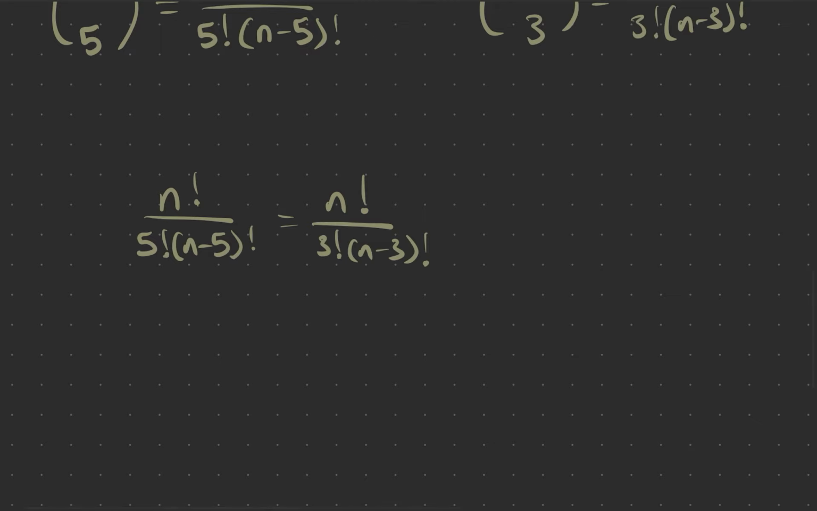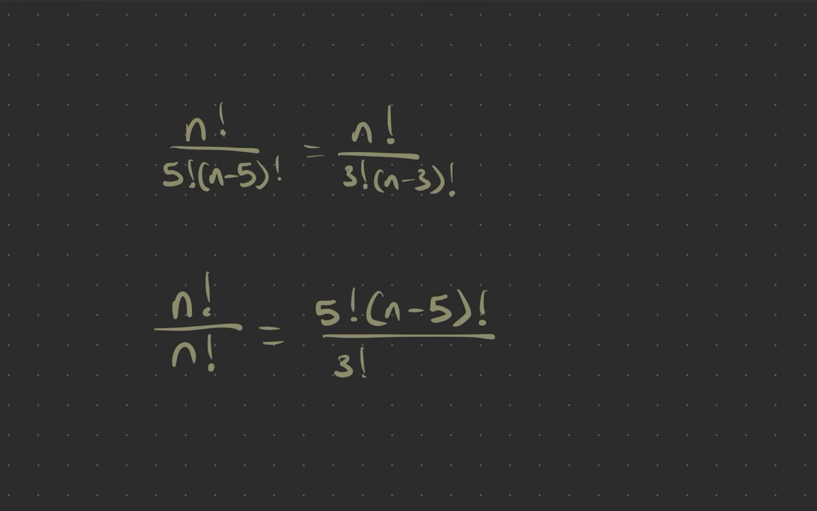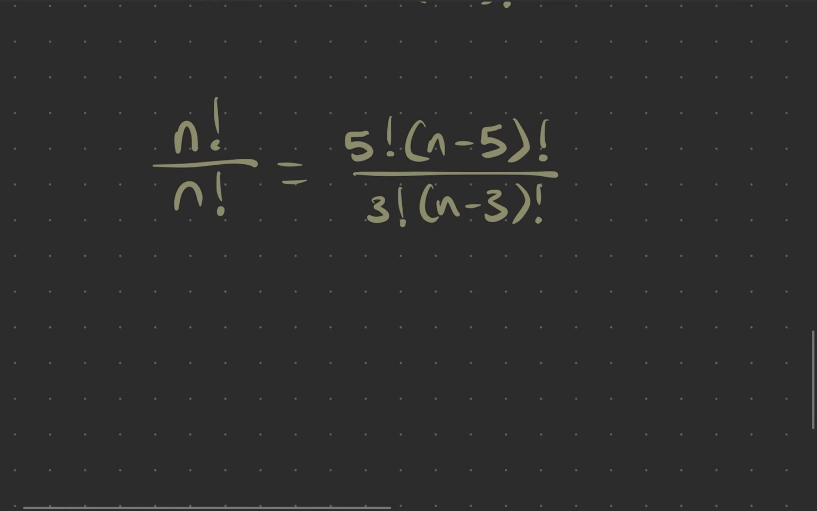So now what I'm going to do is to try to isolate the x on one side. So I'm just going to bring the x's to each other. I just realized I said x, but it's actually n. My apologies. So n factorial over n factorial is basically just 1. So we got that down. And 5 factorial is basically just 120.